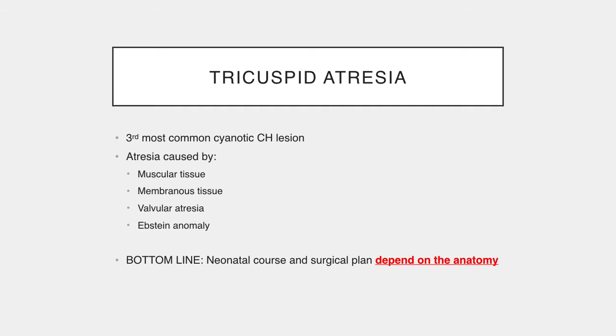That's the buzzword I want you to remember for Epstein anomaly: downward displacement of the tricuspid valve and atrialization of the right ventricle. Epstein anomaly is really different from numbers 1, 2, and 3 here in terms of the clinical course and the surgical management. So that deserves its own talk. I'm not going to go into it much here.